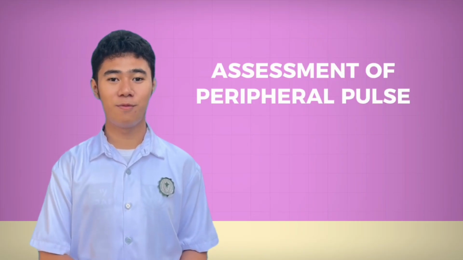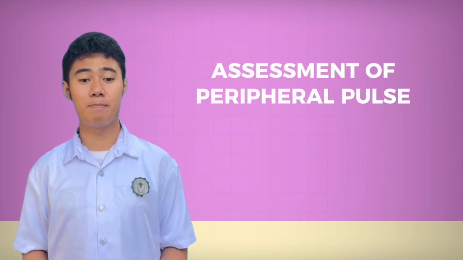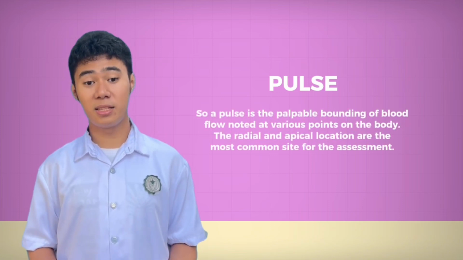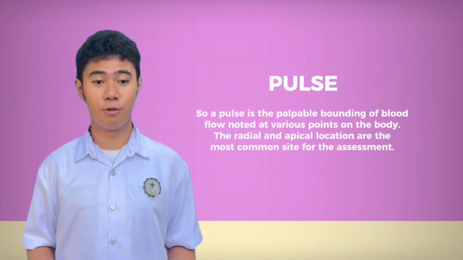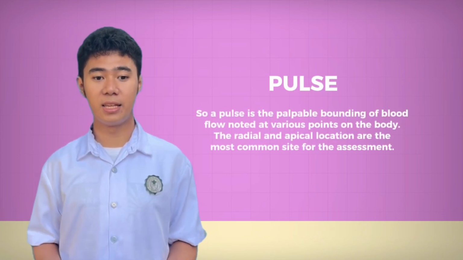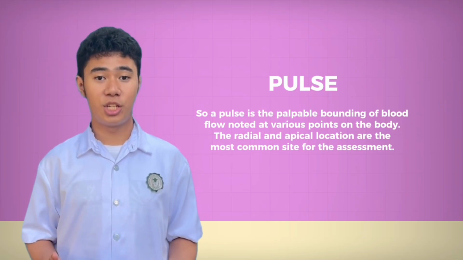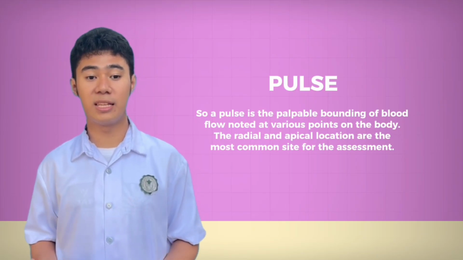Good day, I am Nurse Sam. So now, let us move forward to the assessment of the peripheral pulse. But first, let us define what the pulse is. The pulse is a palpable bounding of blood flow noted at various points on the body. The radial and apical locations are the most common sites for the assessment.